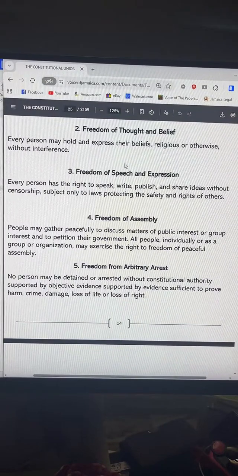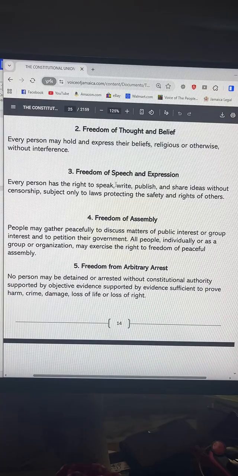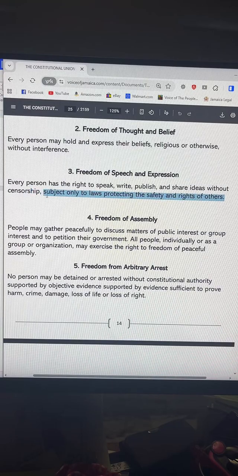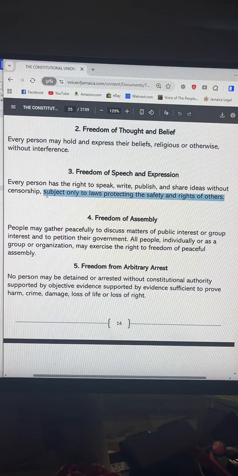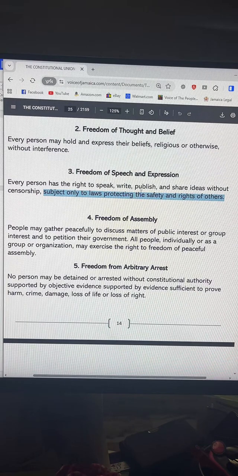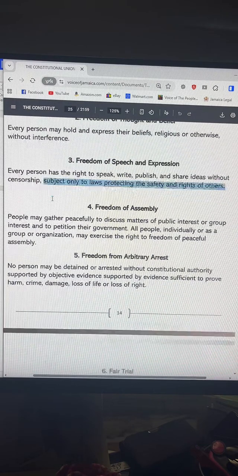All right, number 3. Freedom of speech and expression. Every person has the right to speak, write, publish, and share ideas without censorship, subject only to the laws protecting the safety and rights of others. So again, as long as you are not interfering with the law, you're not interfering with the rights of people, you're not interfering with the free movement of society or people going about their private business, you can speak, you can write, you can publish, you can do whatever you please.